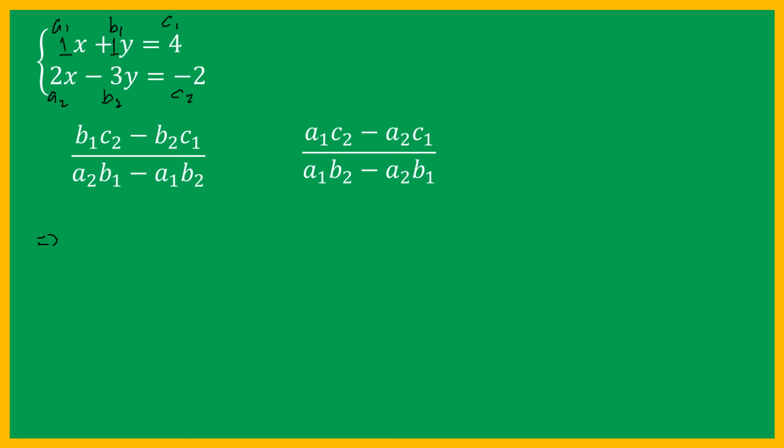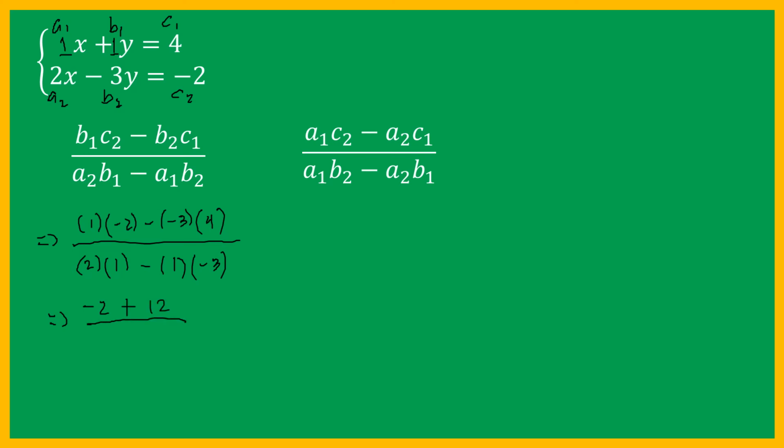By substitution, identifying the variables, b sub 1 is positive 1, c sub 2 is negative 2, minus b sub 2 is negative 3, and our c sub 1 is 4. All over, a sub 2 is 2, times b sub 1, which is 1, minus a sub 1, which is 1, and b sub 2, which is negative 3. Then proceed with simplifying the given. We have 1 times negative 2 is negative 2. Negative times negative 3 is positive. So that would be positive 12.